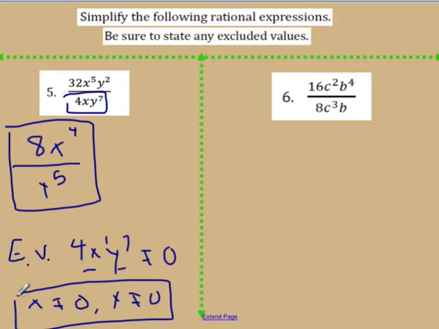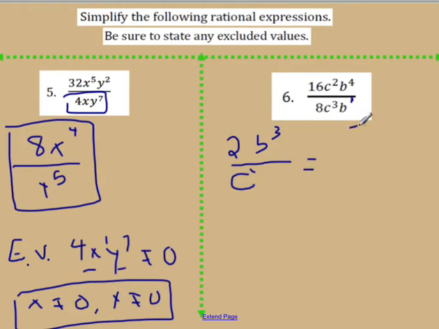So for number 6, we have 16 divided by 8. That's going to give us 2. Then I have c squared divided by c to the third. Well, we're going to end up with c to the first when you subtract those out. And that c to the first is going to be on the bottom because that's where your larger amount of c's are. Anyway, b to the fourth divided by b to the first. Subtract those exponents and you're going to get b to the third. And again, that's going to go on top because that's where your larger amount of b's are.